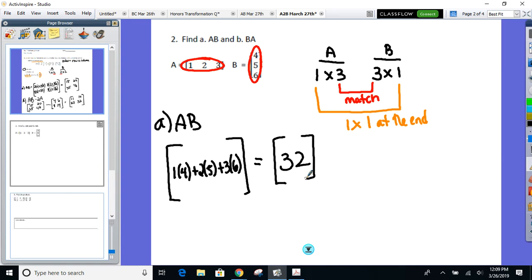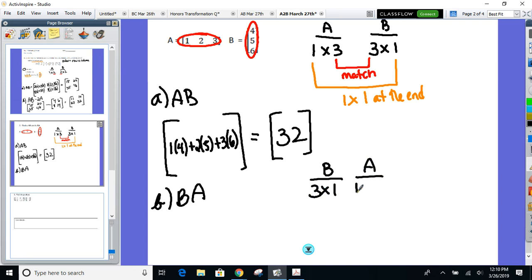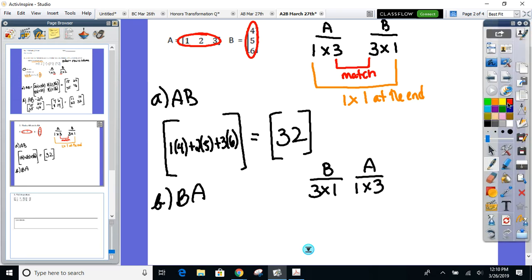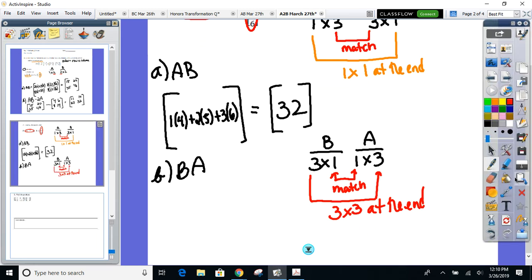Okay, part B, watch this change up dramatically now. Now I'm asking for B times A. All right, well, you want B, which we said was a 3 by 1, times A, which is a 1 by 3. Take a look at the two inside numbers. I got a match. And look what my resulting matrix is going to be. A 3 by 3 at the end. And I know some of you are starting to say, how in the world is this guy going to get a 3 by 3 from those numbers? All right, let's watch the greatness here.